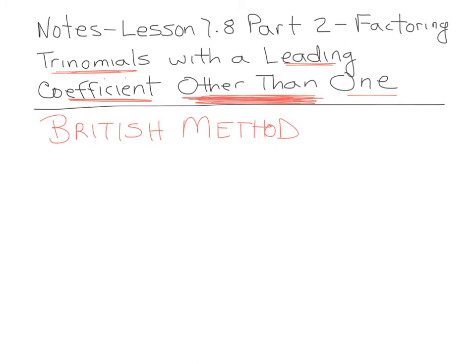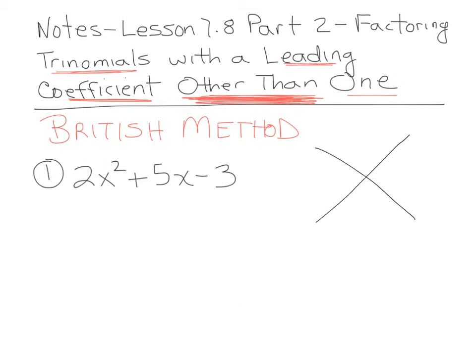So let's just go over that, and I'm also going to add in this little X trick. It might help. All right, so here we go. Example. Let's go with 2x squared plus 5x minus 3. Okay, this is a trinomial. It's in the correct order, and the leading coefficient is not 1. So I'm going to use the British method and add in this little X trick. In the top, I still need A times C, and down here, I need to make sure it adds up to B.